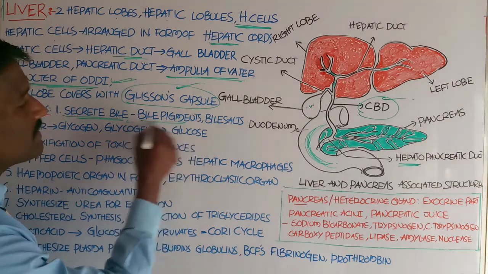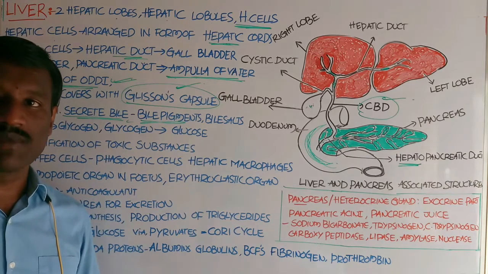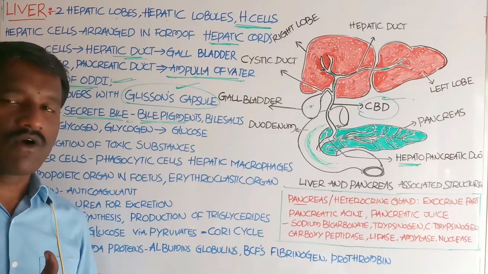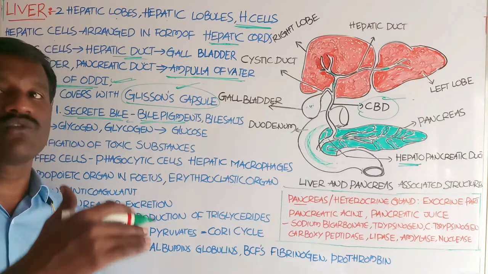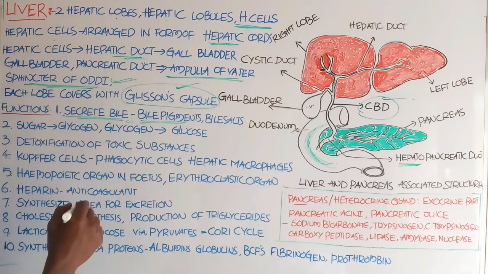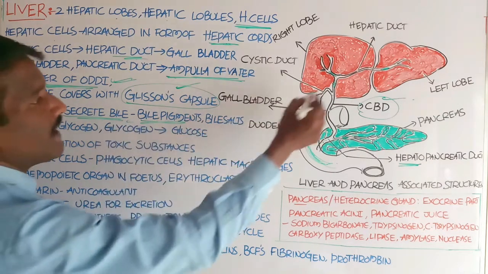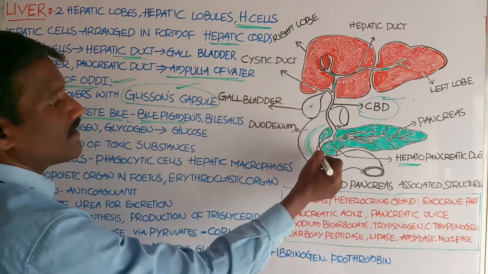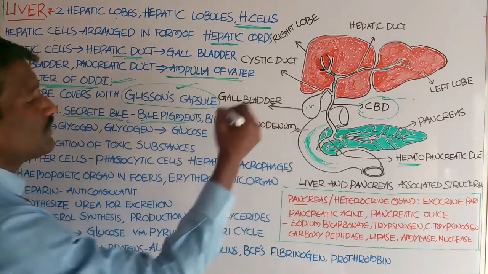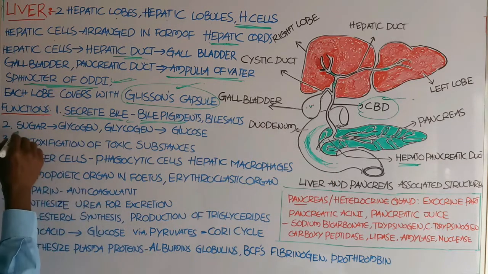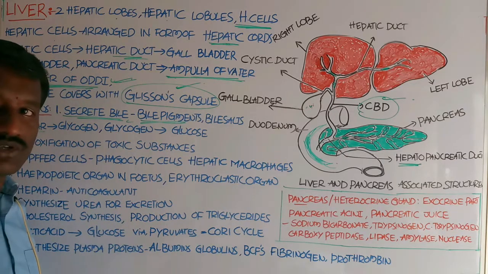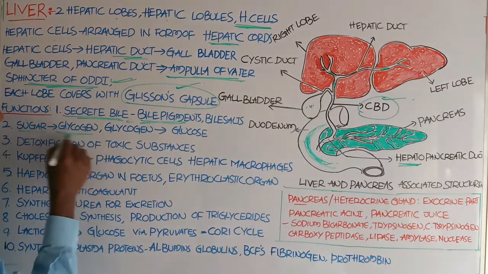And what about the role of the bile pigments? These are formed by the destruction of the hemoglobin of worn out RBCs. The bile finally enters the lumen of the U-shaped duodenum. Another function: sugar molecules, for example glucose, are converted into glycogen.